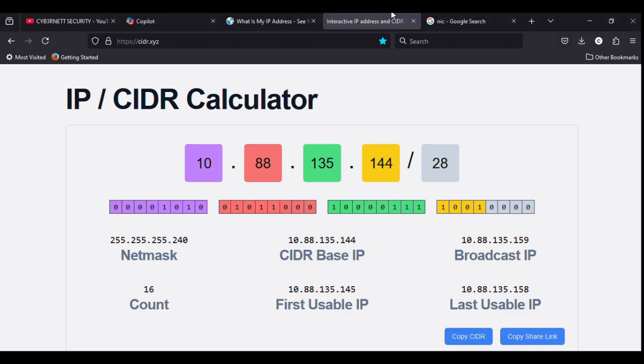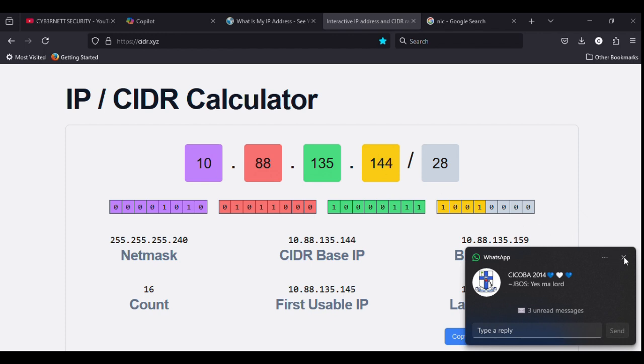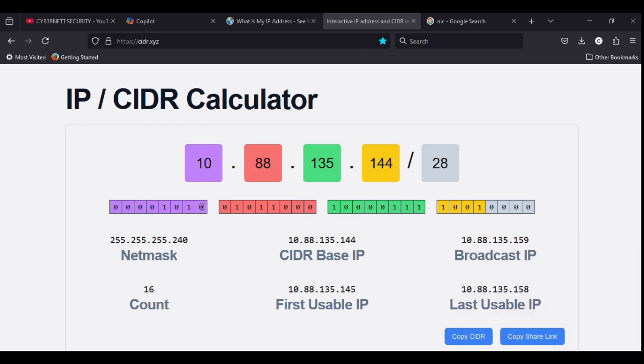So let me bring up this page. Here we can see the 8 bits we have here. These 8 bits are made up of ones and zeros. As you can see here, we have 10.88.135.144/28. When you look at this first portion, this is the first octet, then we have the second octet, the third octet, and the fourth octet. These octets you are seeing here are a result of the combination of these 8 bits. It depends on which of the bits are on or off.